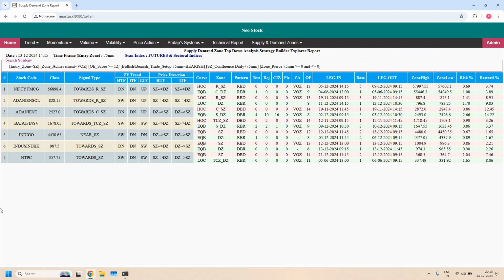So in these 7 stocks, these 75 minute supply zones are part of the daily supply zone, and daily trend is down in all these stocks because it is bearish trade setup. And if these daily supply zones have daily EMA confluence, they are even more high probability trade setup supported stocks.